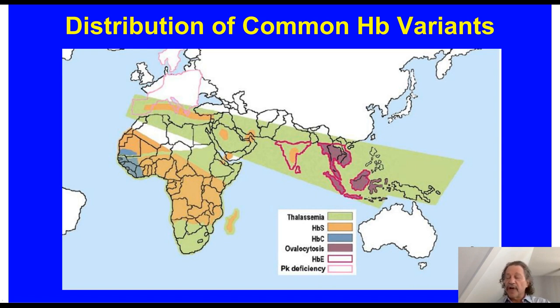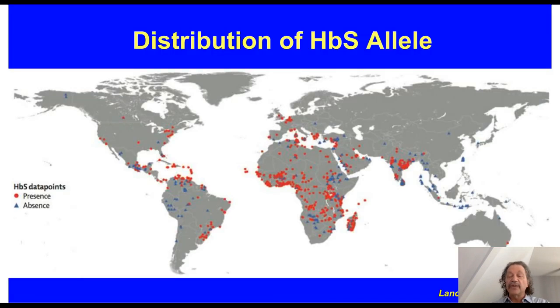Now, because of travel and migration, the actual distribution is a little different. So, for example, shown here is hemoglobin S. The red dots are where hemoglobin S is. And you can see, in addition to Africa, there's a lot of hemoglobin S in North and South America, as well as Europe.